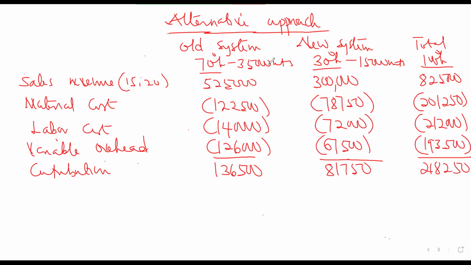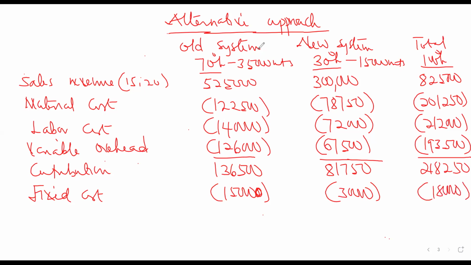Let's come to the fixed cost. You cannot share the fixed cost for this particular one. So what will happen is that the fixed cost is fixed. So we still have the fixed cost of 150,000 for this one, and we bring in the fixed cost of 30,000 here, and this will give us 180,000. So this one you'll be having a loss and you'll be having a profit here.